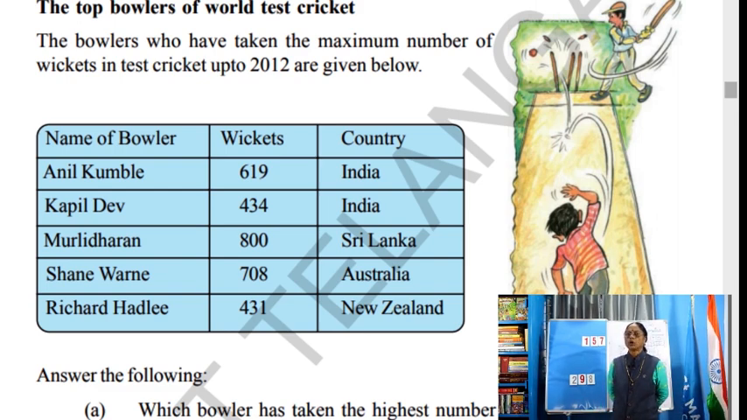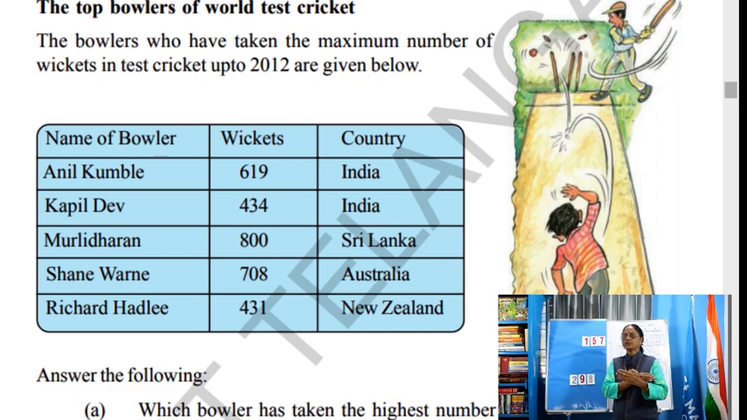Name of bowler Anil Kumble. How many wickets did he take? 619 wickets. Which country did he belong? He belongs to India. Kapil Dev. You see there, how many wickets did he take? We are reading the record of 2012 World Cup cricket, isn't it? So now 434 wickets, and he too belongs to Indian cricket player.